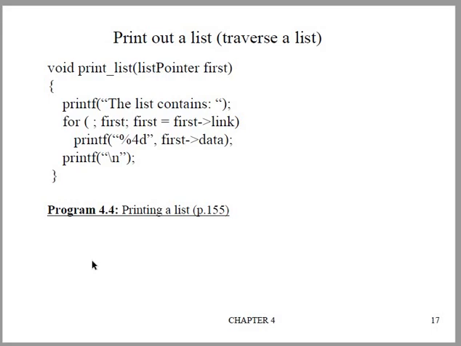So now let's see how to traverse over a linked list and print it. The first pointer will point to the beginning of the linked list. How long will you be printing? Till you reach the end of the linked list. So we'll start from the first node. Then first equal to first link. So now, till the first node exists. Once it reaches the last node, first will become null.